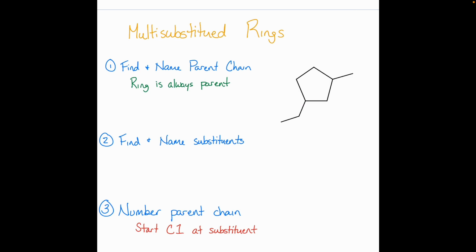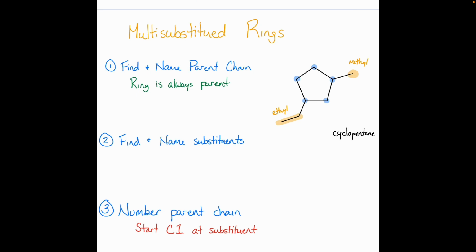So I'm going to find my parent. Always going to be that ring structure. So my parent is a cyclopentane. One substituent is 1 carbon, the other one is 2 carbons. We said that 2 carbons would be an ethyl group. What's it when it's 1 carbon? A methyl group.